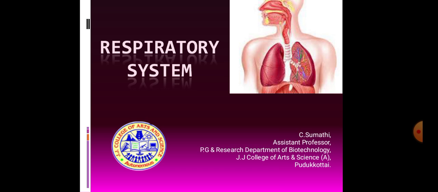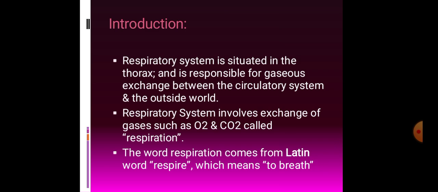In this video, we are going to discuss the respiratory system, especially the respiratory system of human beings. The respiratory system is situated in the thoracic region, that is the thoracic cavity, the upper part of the human body, and is responsible for the gaseous exchange between the circulatory system and the outside world. The exchange of gases means oxygen and carbon dioxide. These are the gases responsible for respiration.